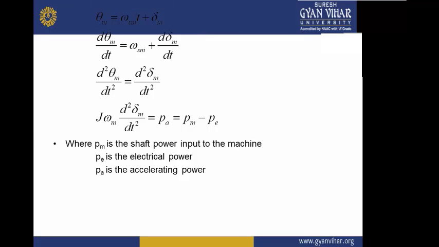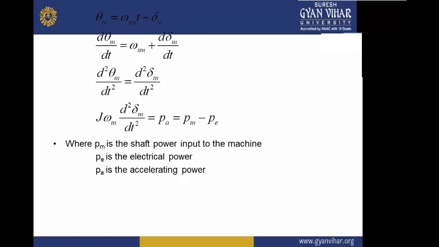Now, this accelerating power may be positive or negative. If it is positive, the rotor is accelerating, and if it is negative, it is decelerating. It will be negative when the electrical power is more than the mechanical power, that means the mechanical power is lesser and the electrical power is more. In that case, the accelerating power will be negative.